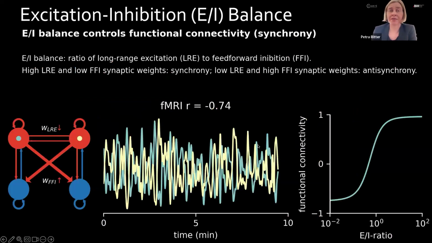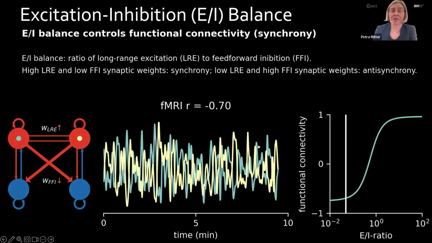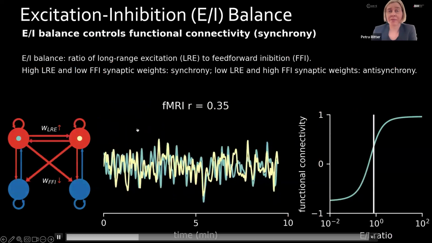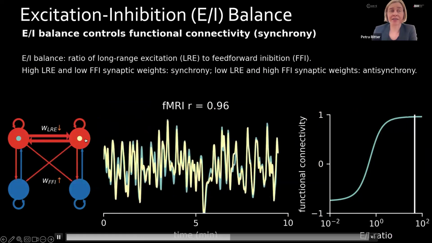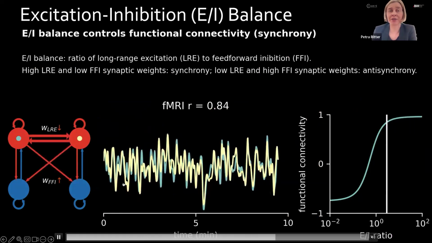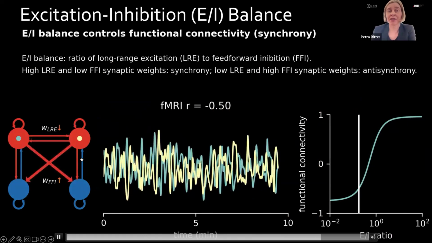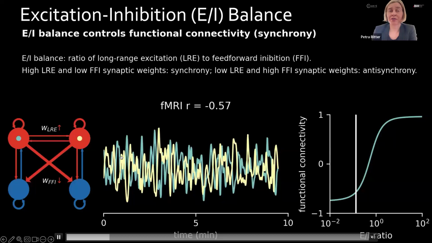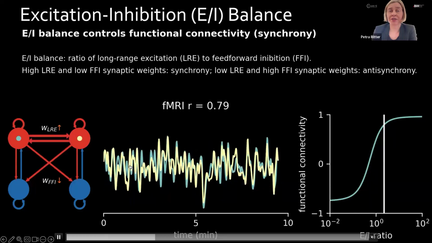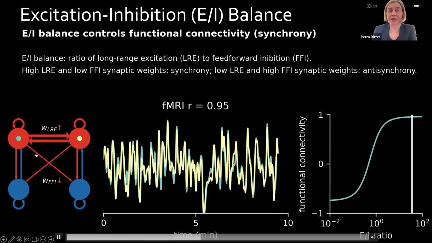And Michael Schörner, the first author of this study, showed that this ratio of long-range excitation to feed-forward inhibition is a useful mechanism or tool to systematically modulate the degree of synchronization between the coupled brain regions.